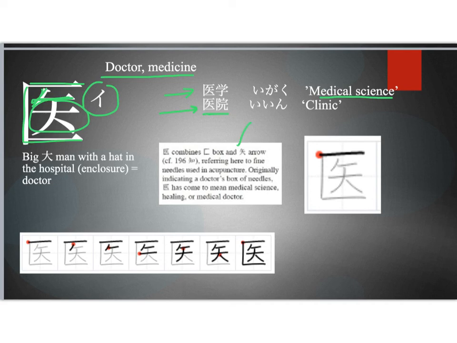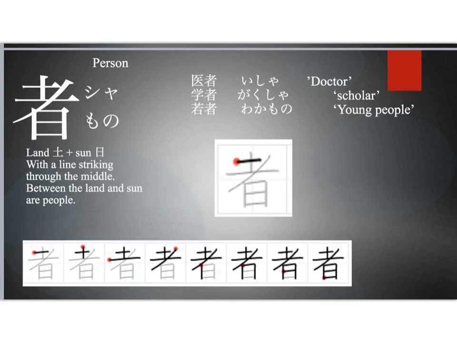But also then the original meaning apparently was something about acupuncture needles in a box represented a doctor's tools. And here is the stroke order. So actually you're going to do that first stroke here. It's ichi, and then ni, san, shi, go, roku, shichi. That's one stroke right there. That is kind of odd. We don't usually see that type of stroke order.